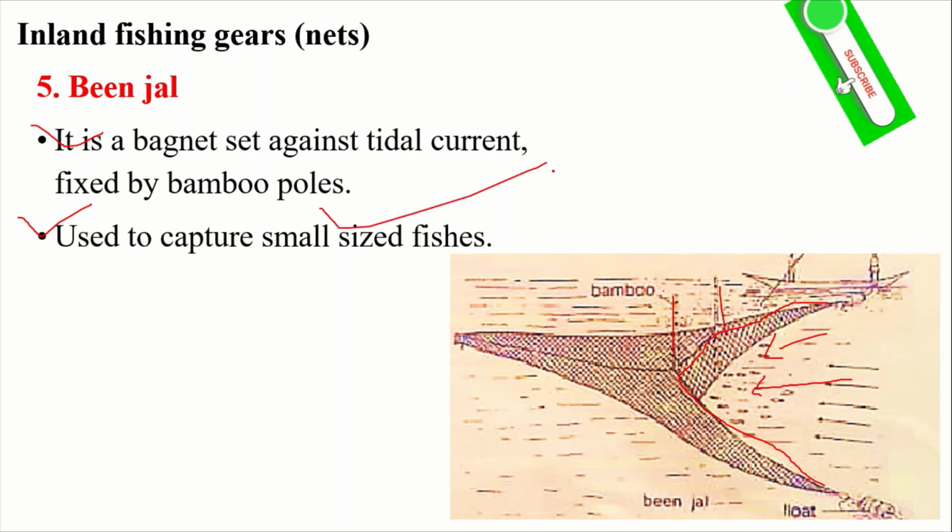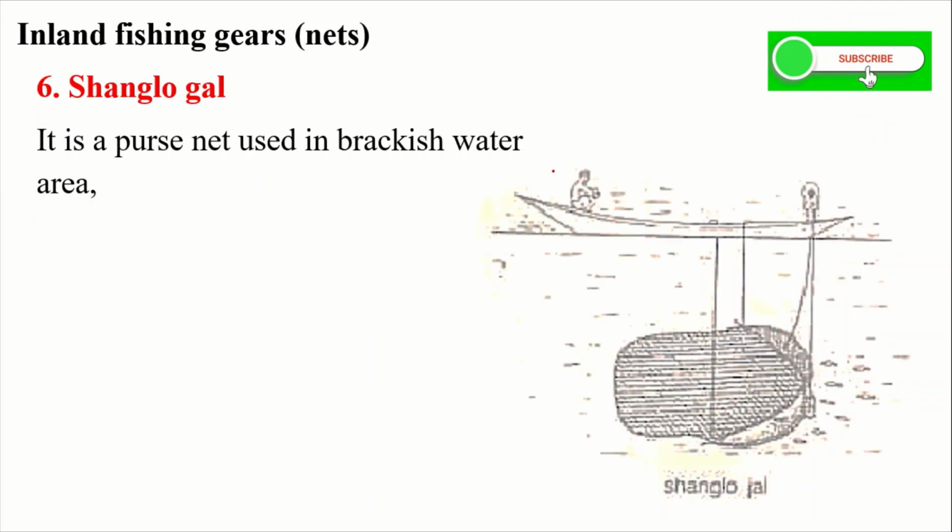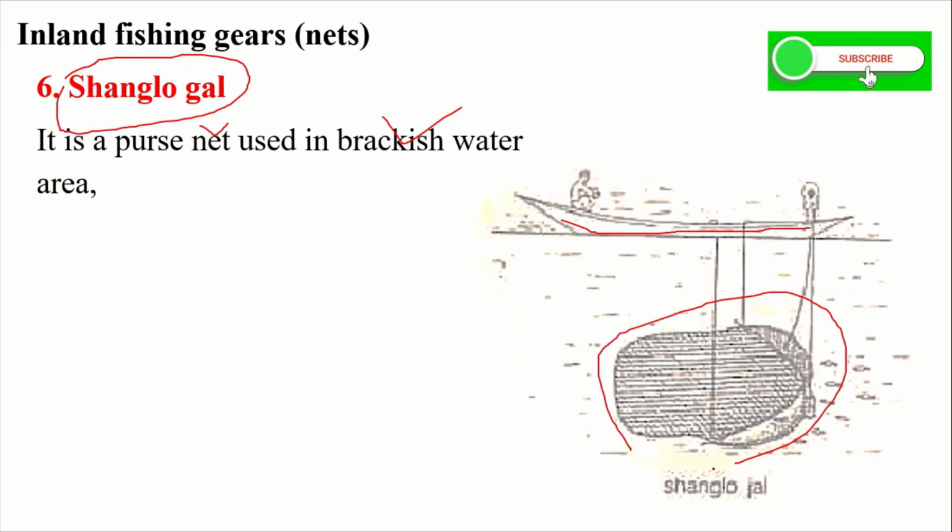Again, there is a particular net called sanglo jal. It is a purse type of net. Sanglo jal is a type of purse net used in estuarine brackish water areas, and operated from dugout canoe type boats. With the help of the sanglo jal, small sized fishes are caught.